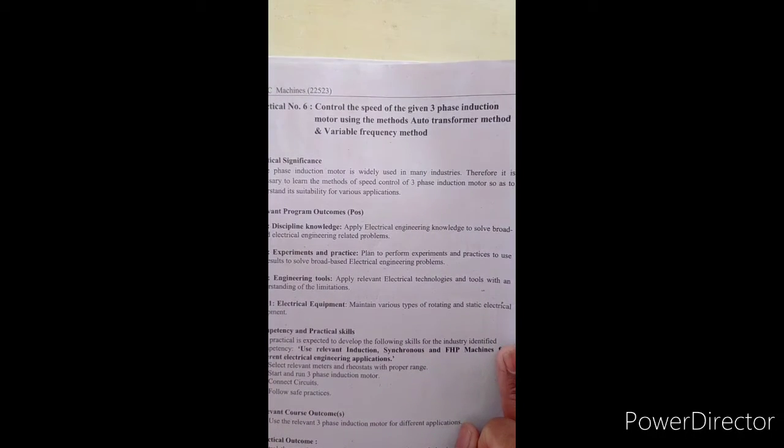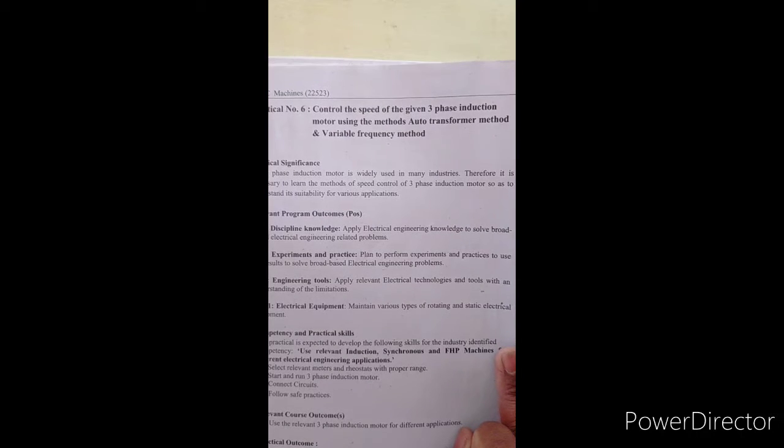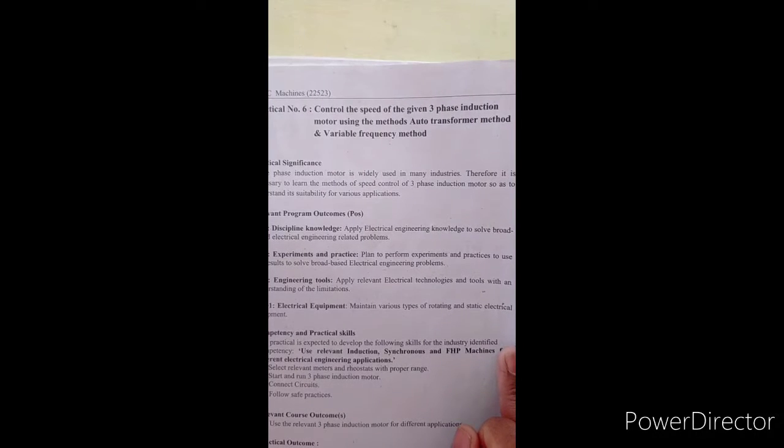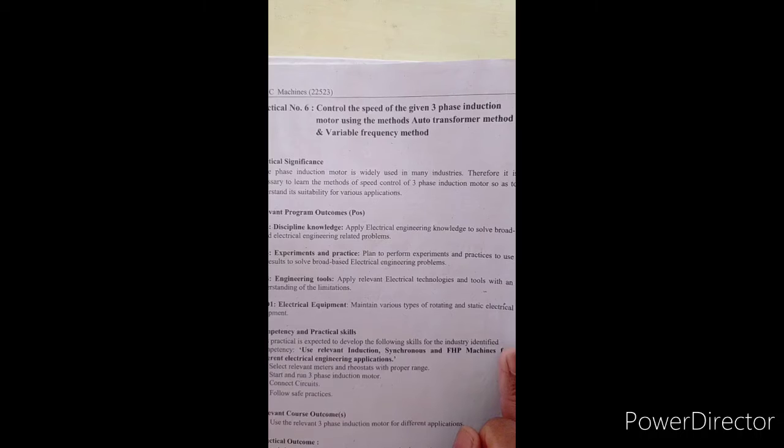Hello students, today we will see the practical number 6 of the Industrial AC Machine subject. The aim of the practical is to control the speed of a given three-phase motor using two methods: the auto transformer method and the variable frequency method. So in this practical we have to control the speed of a three-phase induction motor.